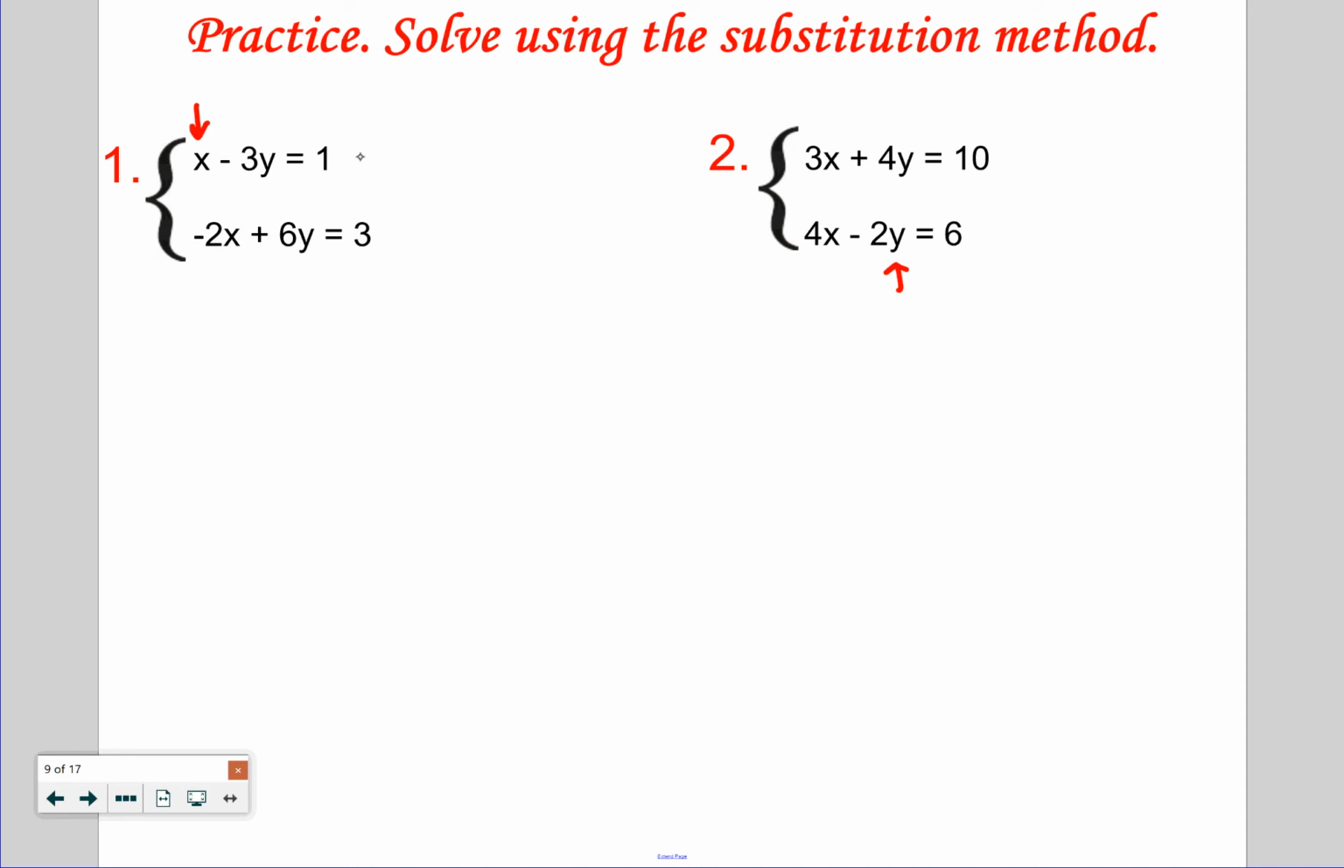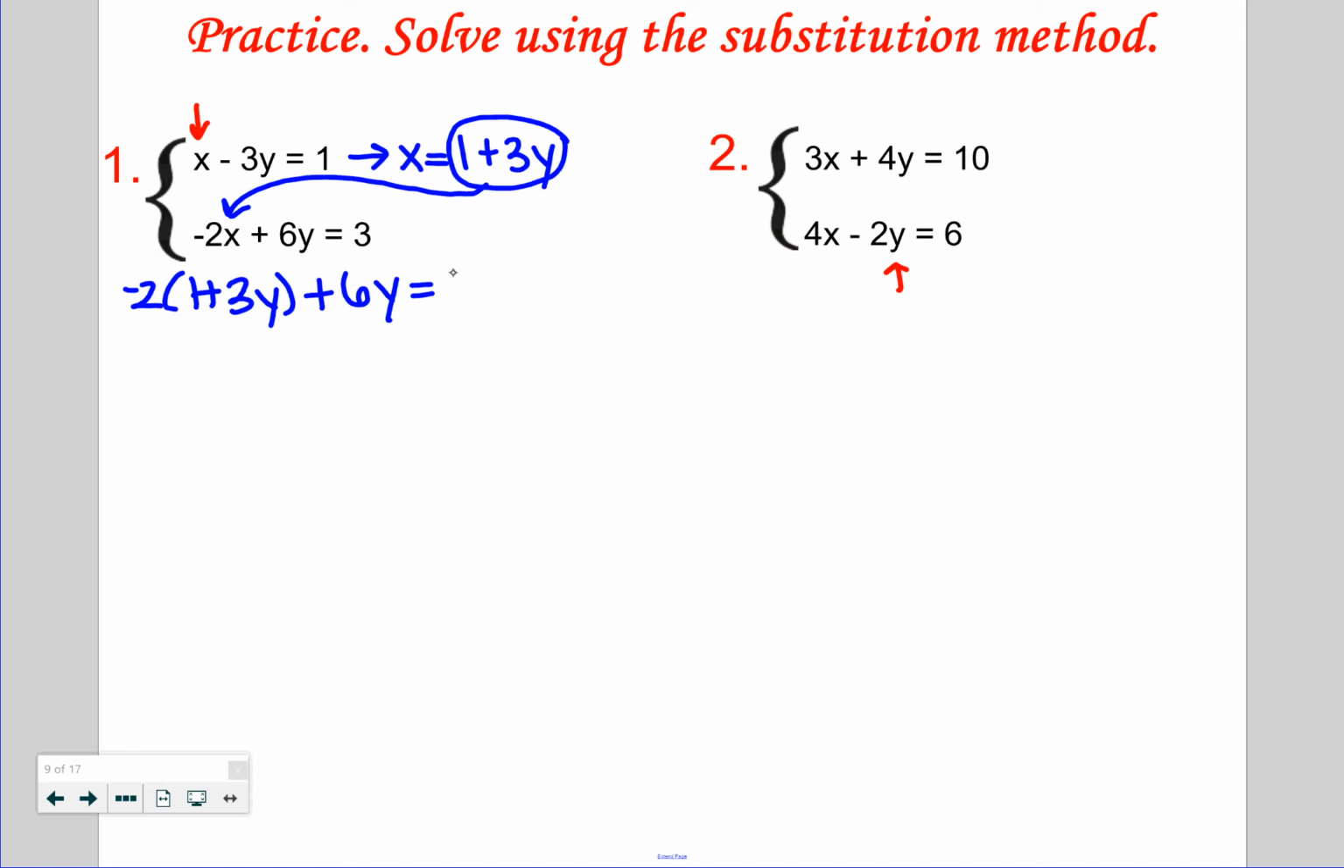All right, so in problem number 1, if you get that x alone, you should have x equals 1 plus 3y because you added 3y to the other side. Step 2, circle what it's equal to and plug it in for that variable in the other equation. So then you have negative 2 times (1 plus 3y) plus 6y equals 3. Distribute my negative 2 in. I'll have negative 2 minus 6y plus 6y equals 3. And then when I add together my like terms, I have a negative 6y and a positive 6y. They actually cancel. So I'm left with negative 2 equals 3.